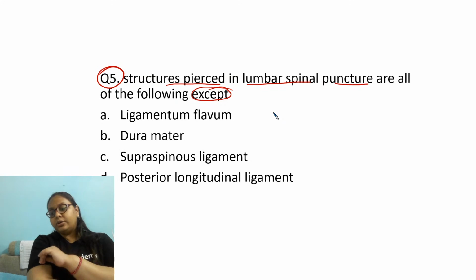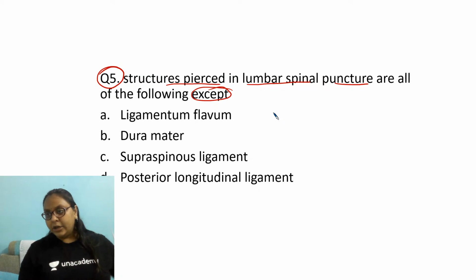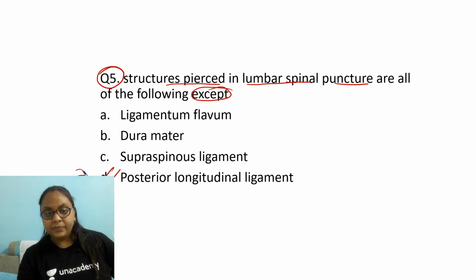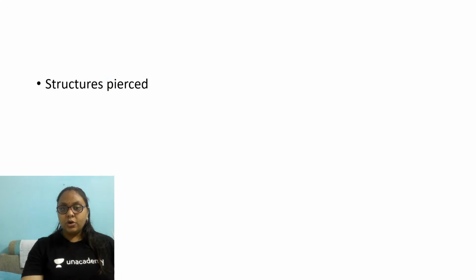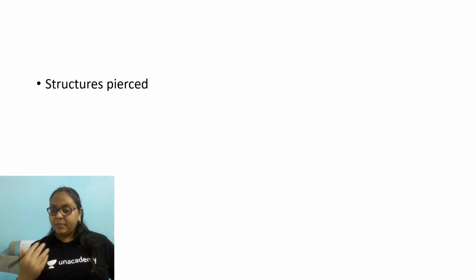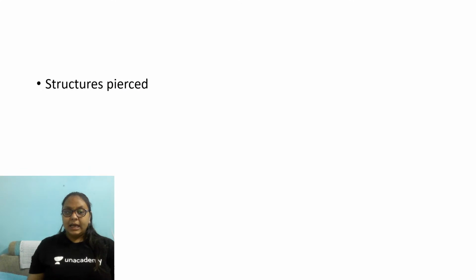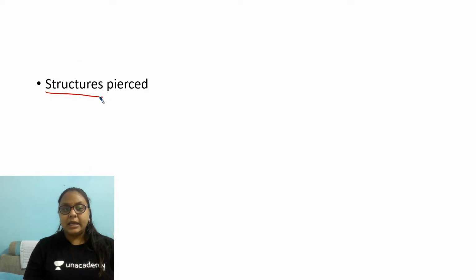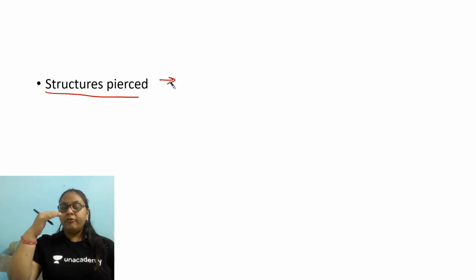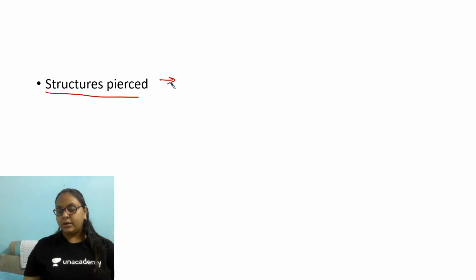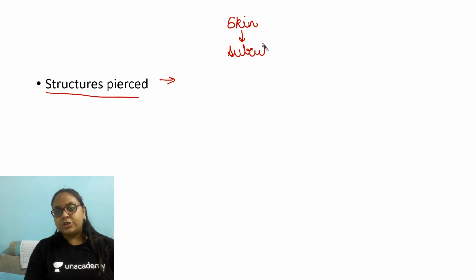Okay, Dr. Kunal has given D as the answer. Others, yes, it is D. So, what are we piercing in the case of spinal anesthesia? From outside to inside, from posterior to anterior, what are we piercing? First, we are piercing the skin, then the subcutaneous tissue.